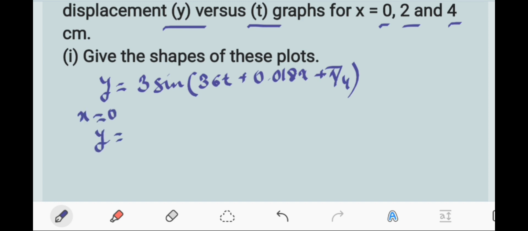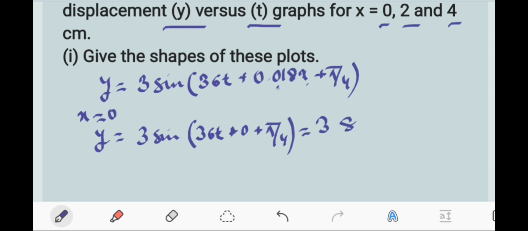Then y will be equal to 3 sin 36t, and 0 multiplied by anything is 0, therefore plus 0 plus pi by 4. The final equation becomes 3 sin 36t plus pi by 4. Now the next thing is we need to put x equals to 2.